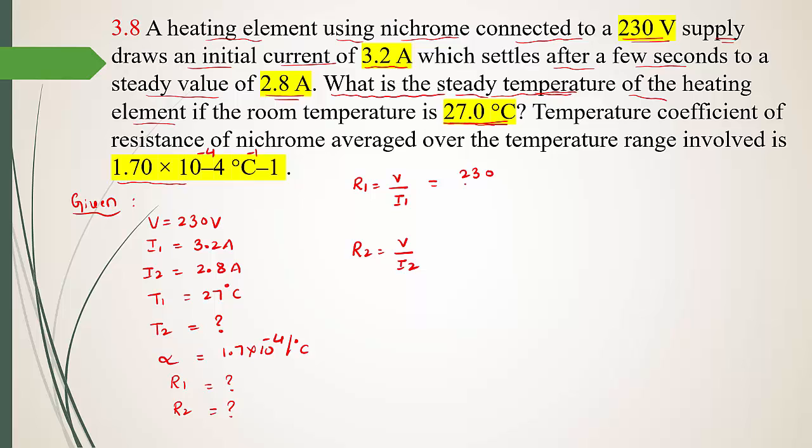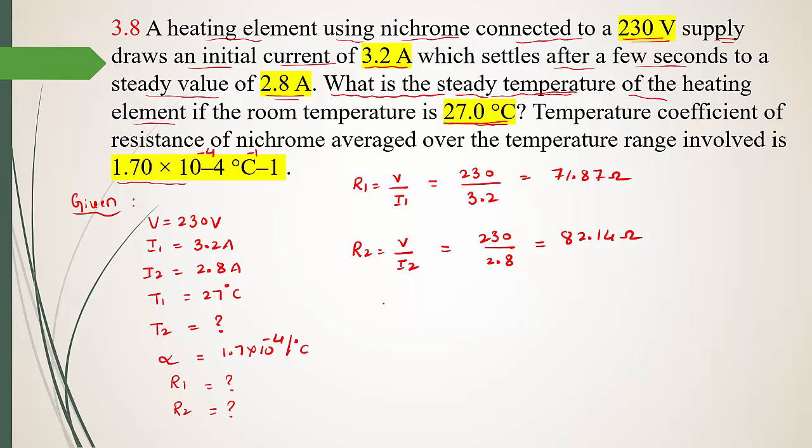V is 230 volt divided by the initial electric current, which is 3.2. Substitute here. 230 over 3.2 will be 71.87 ohm. Similarly, R2 equal to V divided by I2. V is 230 volt divided by 2.8, and that gives the value 82.14 ohm. Now we got the values of R1 and R2.